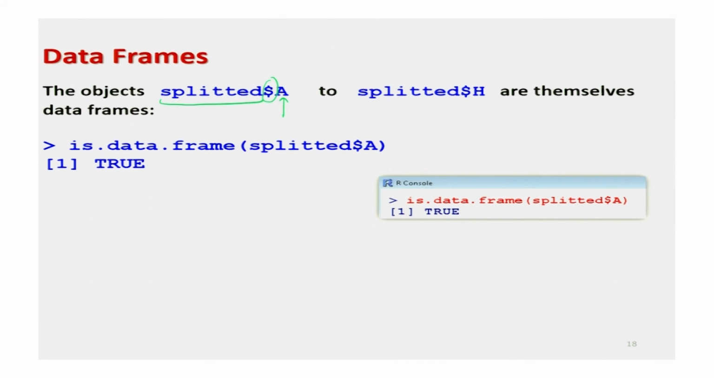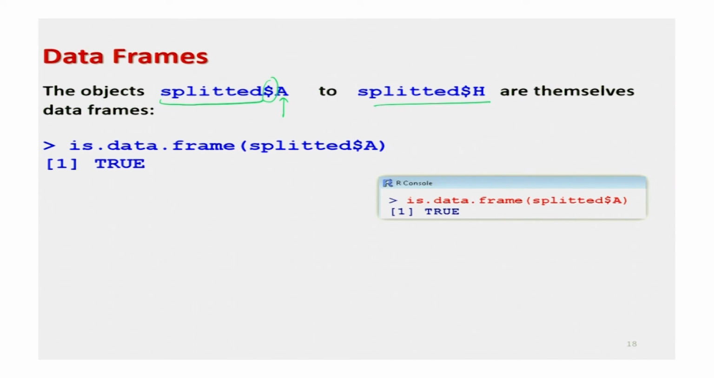So that will give me the data, and if you want to see whether the splitted values are also data frames, for example, you have splitted $A, splitted $B, etc., up to splitted $H. These are the partitions, or the values obtained by splitting the data frame with respect to the variable school, A to H. Then, are these partition values data frames?